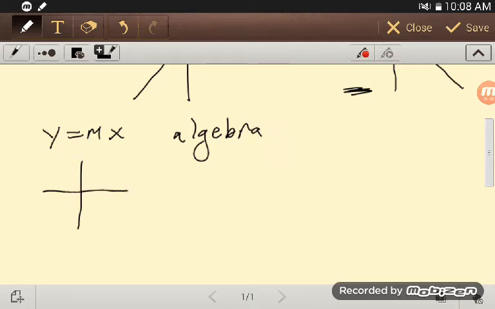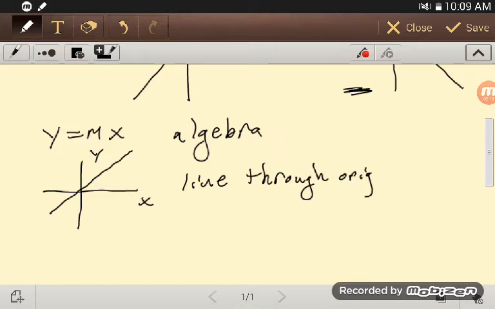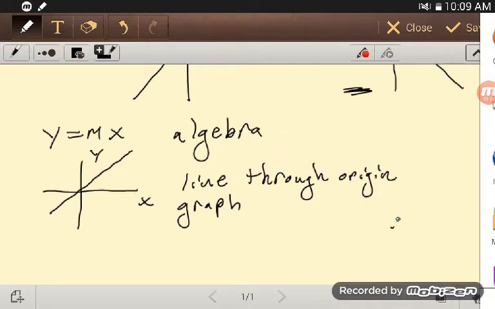Then graphically, what we see is some sort of line through the origin, and this is our graph or graphical language.